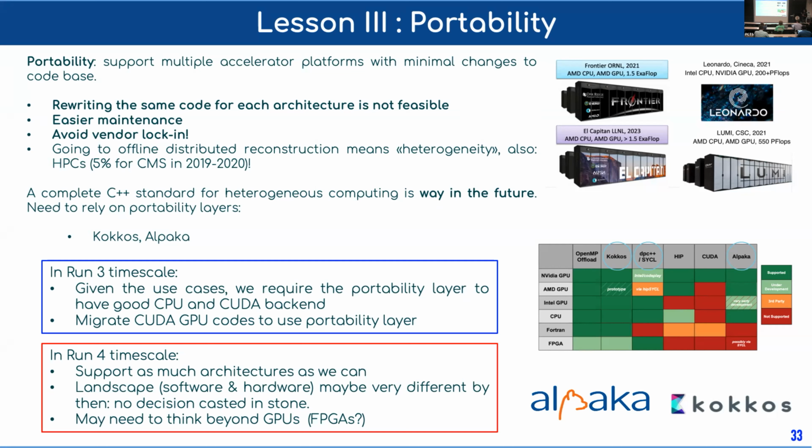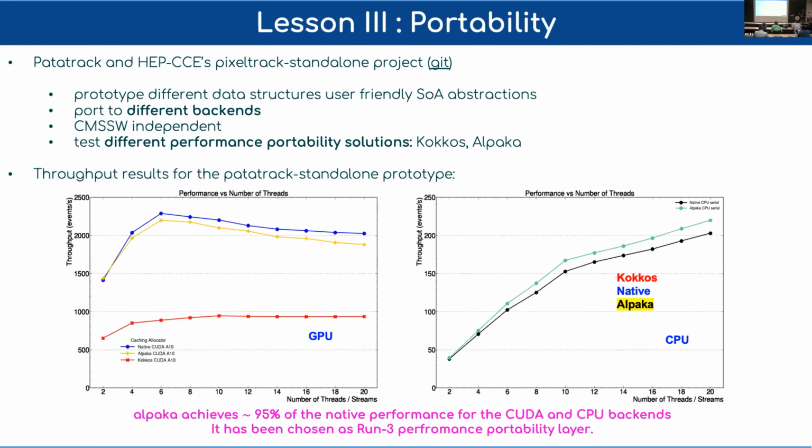And in CMS, the search has been done. In the end, the two portability layers that we tested were Kokkos and Alpaka. So the idea for Run 3 was to migrate all of the code to GPU, and for Run 4, to think also about other accelerators eventually. And okay, you see here the table. Also SYCL was checked. I wasn't involved in this, but it seemed that it was not mature enough for our needs. And this is just an example of how, in the end, the performance is affected by these layers.